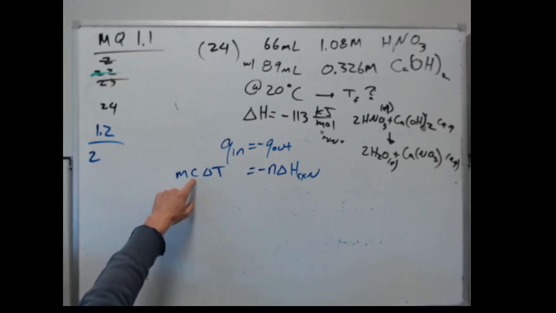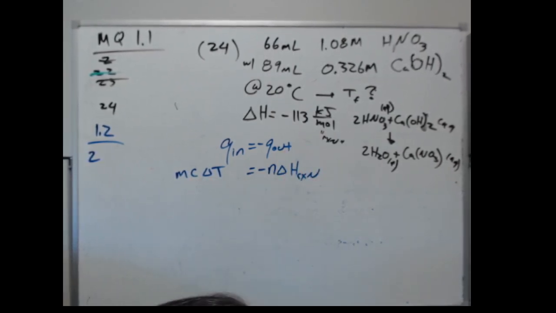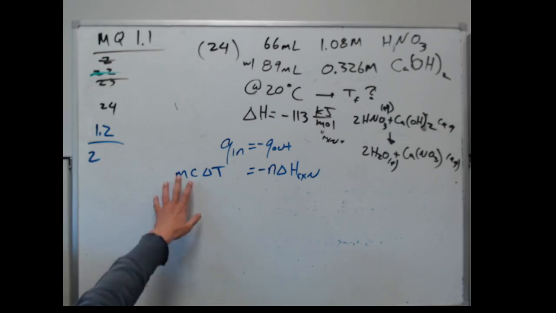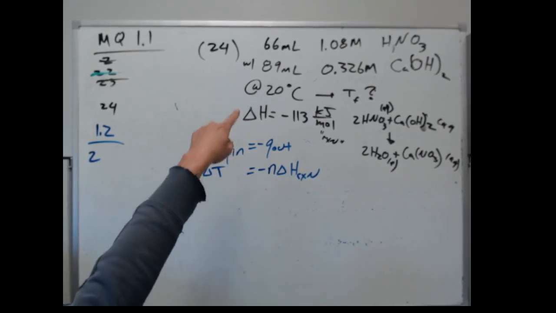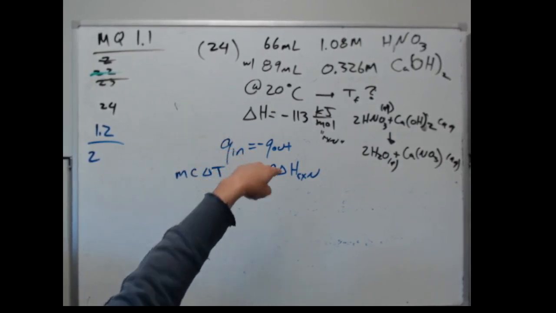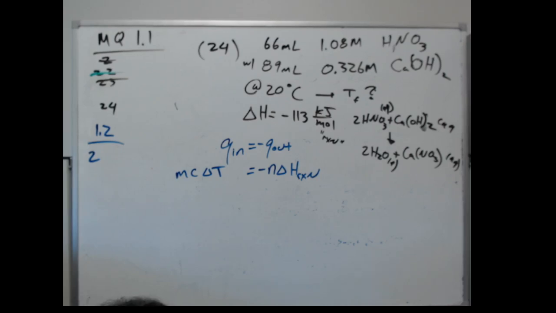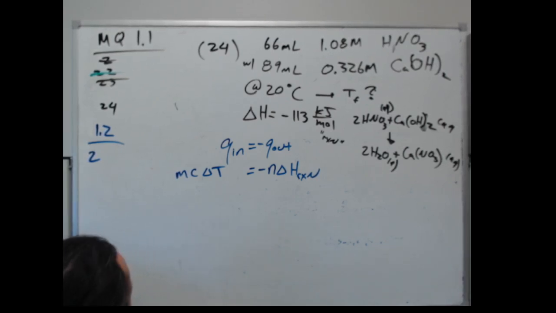We know that heat capacity is going to be in joules, delta H is in kilojoules, so we have to watch out for that as well. And then we have to make sure we get the correct total mass, because it's going to be both solutions poured together. So we can go ahead and start plugging numbers in and see how it goes.